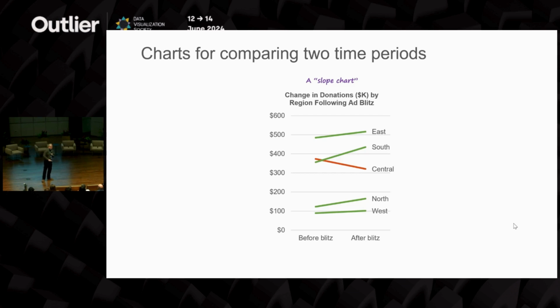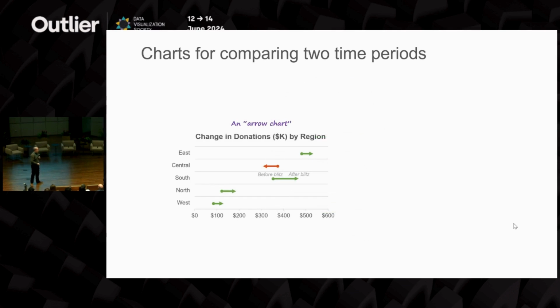I actually never use this chart type though, and I'm going to explain why in a moment. There's another way of showing this kind of data though, which is as an arrow chart. I can get basically most of the same benefits, I think, that I can from a slope chart. Right away I can see what went up, what went down, by how much, and so I think it's a reasonable alternative.